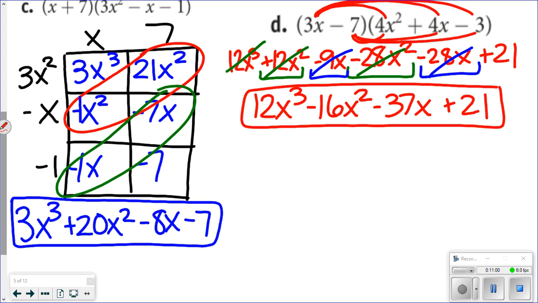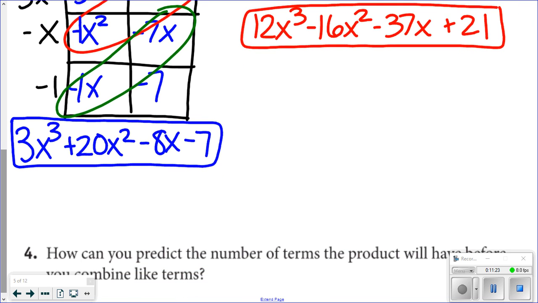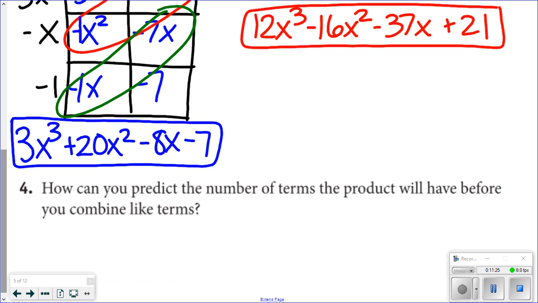So one way to check your process to see if you're doing that right when you're distributing is, remember, we need to have 6 terms to start because it's 2 by 3, 2 times 3. And that was the answer to question 4. How can you predict the number of terms? Well, we multiply the number of terms in each of our parentheses, in our polynomials, and that's only before we combine like terms. Because here we ended up with 4 and 4.